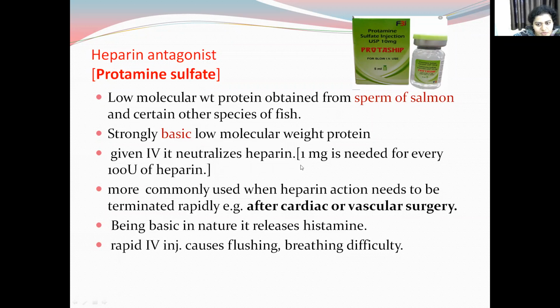One milligram of protamine is needed for every 100 units of heparin. So for 100 units of heparin, we need 1 milligram of protamine sulfate. It is most commonly used when heparin action needs to be terminated rapidly, for example after cardiac or vascular surgery. Being basic in nature, it releases histamine, and when given as a rapid IV injection, it causes flushing and breathing difficulty. As we know, histamine causes bronchoconstriction, so there will be breathing difficulty.